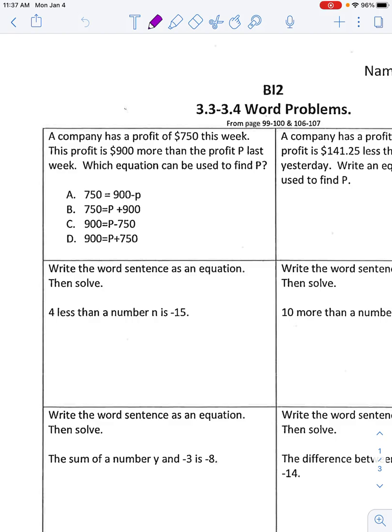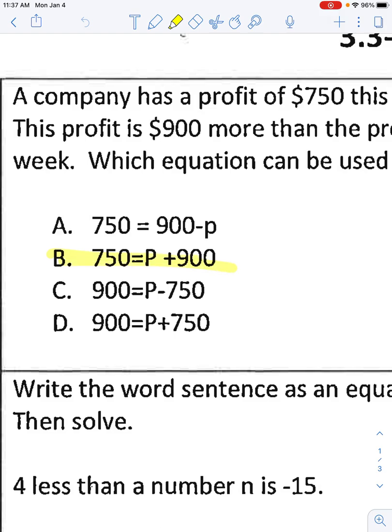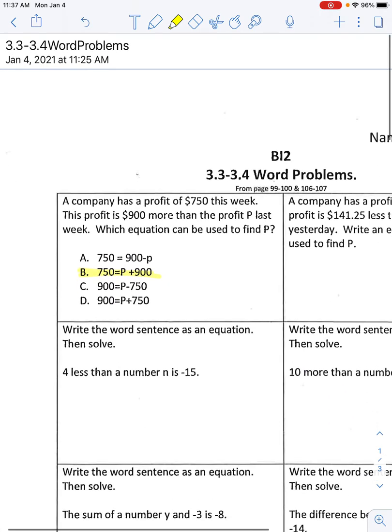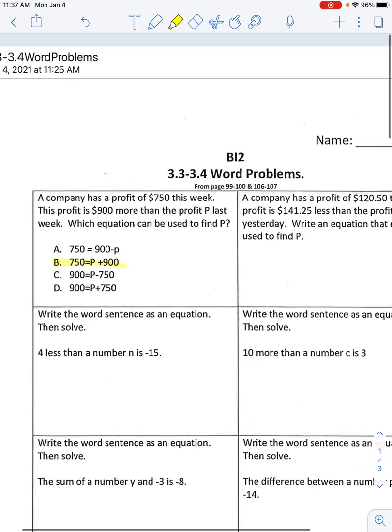The first one is multiple choice. A company has a profit of $750 this week. So it's telling you what the profit is, which means only A or B could be your answer. This profit is 900 more than the profit P last week. So obviously we're adding the 900 to P. So B would be your answer there, okay?